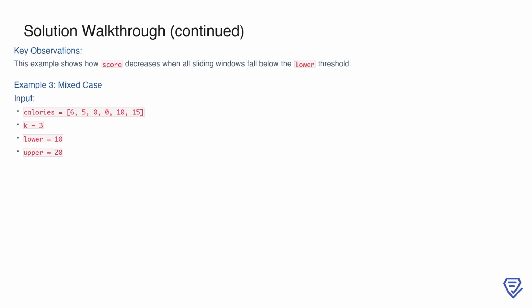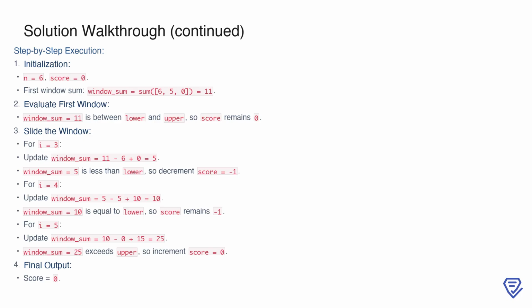Now, let's consider a mixed case where the window sum transitions across both thresholds. The input is calories equals 6, 5, 0, 0, 10, 15, with k equals 3, lower equals 10, and upper equals 20. This will help us see how the score is affected by window sums that span the entire range of possibilities. For the third example, we start with n equals 6 and initialize the score at 0.